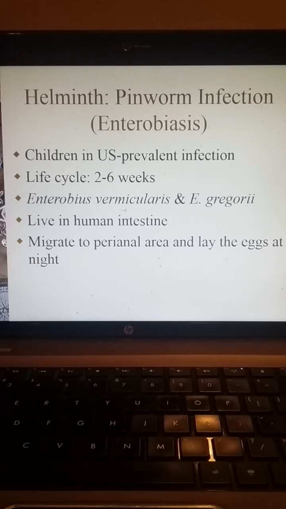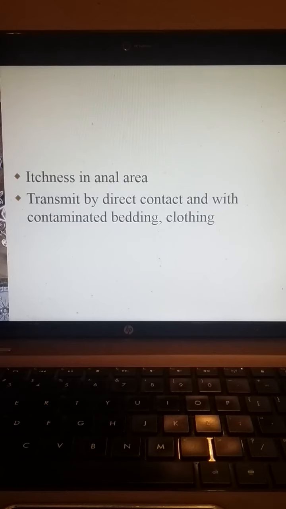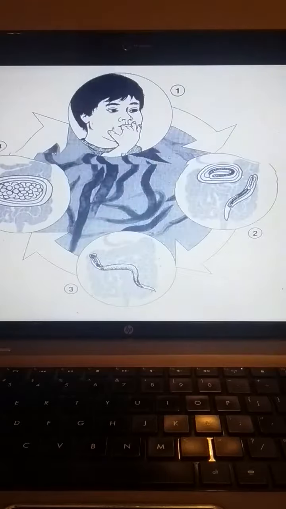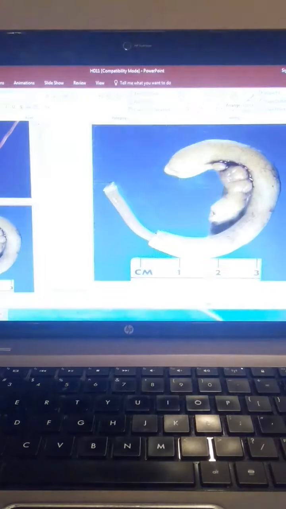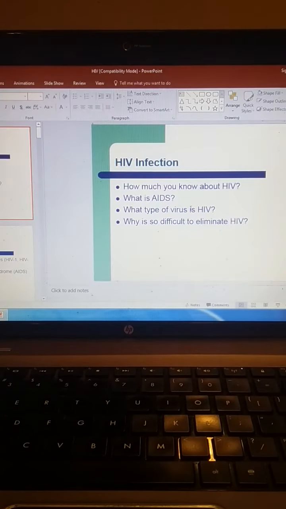Enterobius vermicularis. And so you do need to know all this in detail. Like if I ask you about the worm disease, the symptoms and everything, it's the same as the roundworm. Okay. Now the third one, which is the most important one, is the HIV disease.